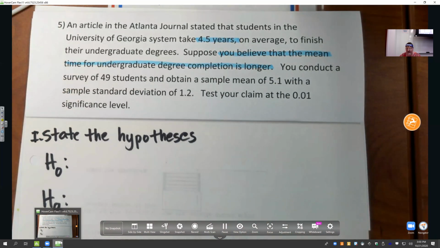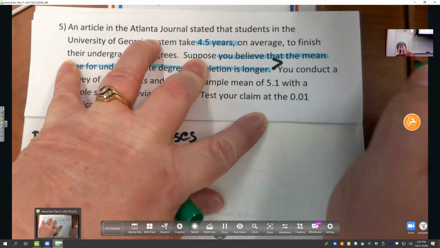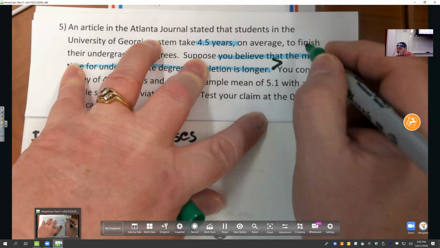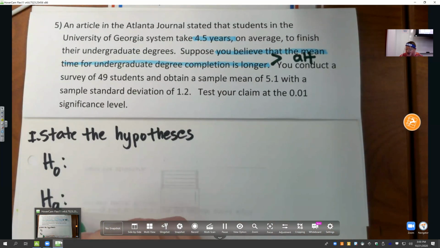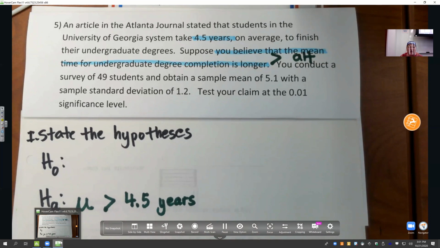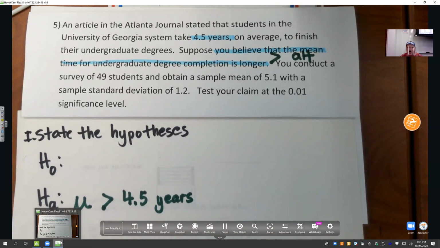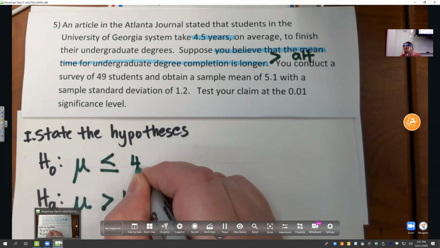Okay, so think about it for a minute. What math symbol would we use for longer? We would think about the math symbol greater than. If it's greater than, is that going to be the null or the alternative? That is the alternative. Very good, guys. Okay, so mean is greater than or longer than 4.5 years. If the alternative is longer, what's the null? Less than or equal to 4.5.